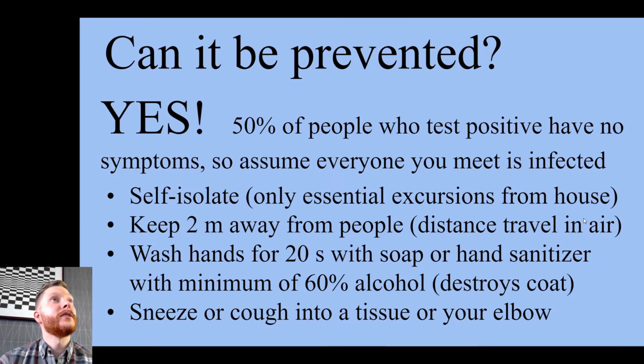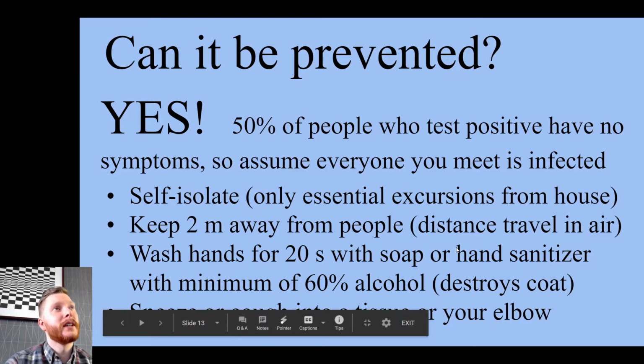So what do you have to do, or can it be prevented? Yes, 50% of people who test positive for it have no symptoms. So you might be talking to people and they're saying, no, I feel fine, everything is good, because again, your immune system fought it off. Great, that's good, you're lucky. The things you could do to help prevent getting it are self-isolation. Obviously, we're all doing that. You kind of have to. It says here, keep 2 meters away from people. That's the social distancing that they keep talking about.